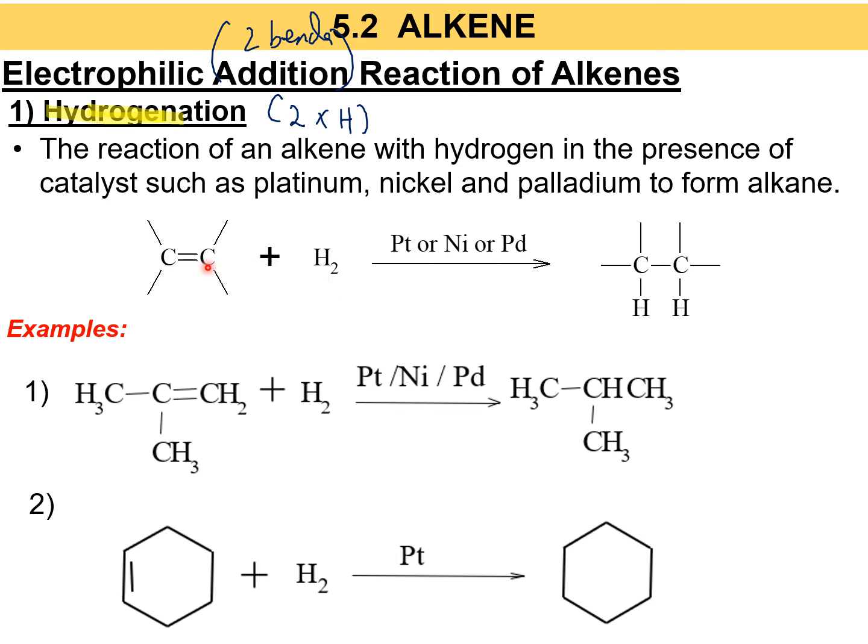So daripada carbon-carbon double bond jadi carbon-carbon single bond. Okay, so akan ada dua benda yang will be added here, which is hydrogen. Okay, dua hydrogen. So kiranya at each of these carbon atoms will get one hydrogen, each of them. Okay, for example, you can see here. Okay, this is the alkene.